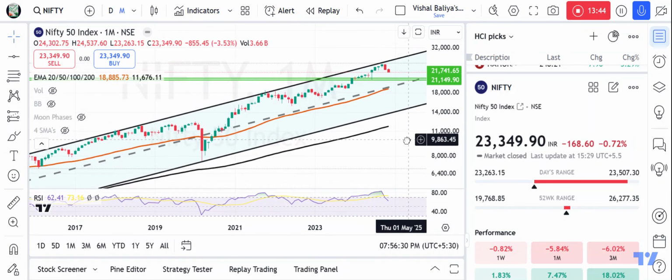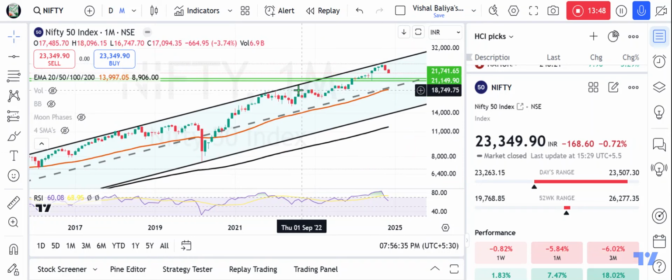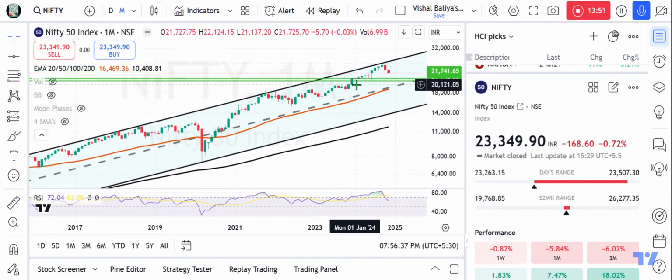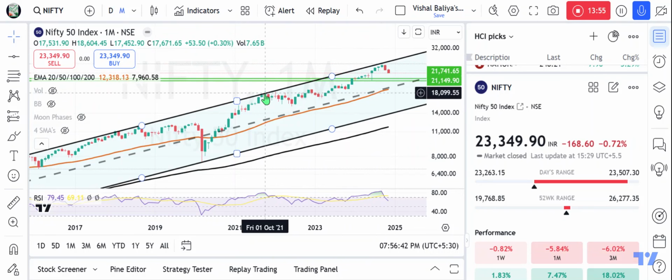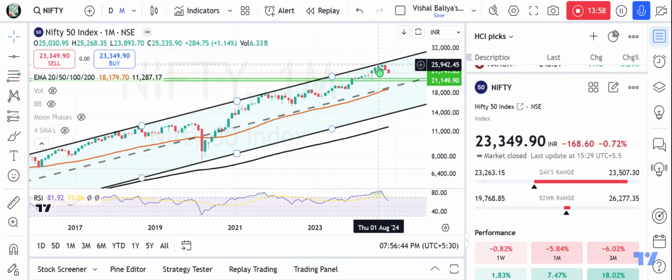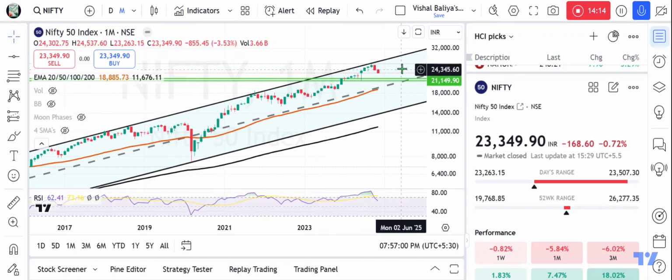But if you look at the upper side of the channel, when Nifty hit here, it came down, then when it rose, it went to this level. This level of the channel was at 18,000, then it rallied up to 26,000. Now it may come down, but when it turns around and starts going up, you see where the channel top is this time: it is close to 30,000. So in a year or a couple of years' time, this is where we can see Nifty.